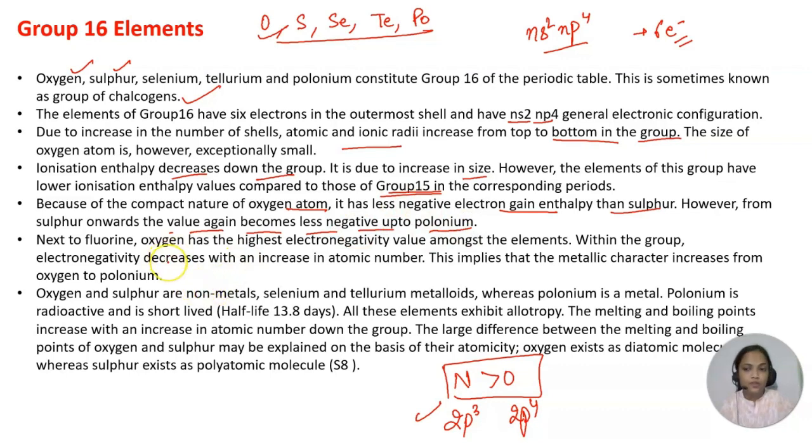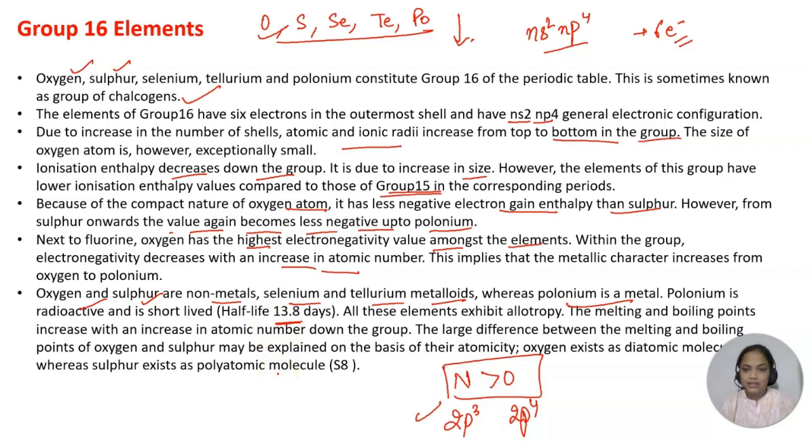Now you know fluorine is the most electronegative element, so oxygen has the highest electronegativity after fluorine. Within the group, electronegativity decreases when we move down, which means metallic character increases from oxygen to polonium. Oxygen and sulfur are non-metals, selenium and tellurium are metalloids, and polonium is a metal. Polonium is actually a radioactive substance. It's short-lived, its half-life is 13.8 days.